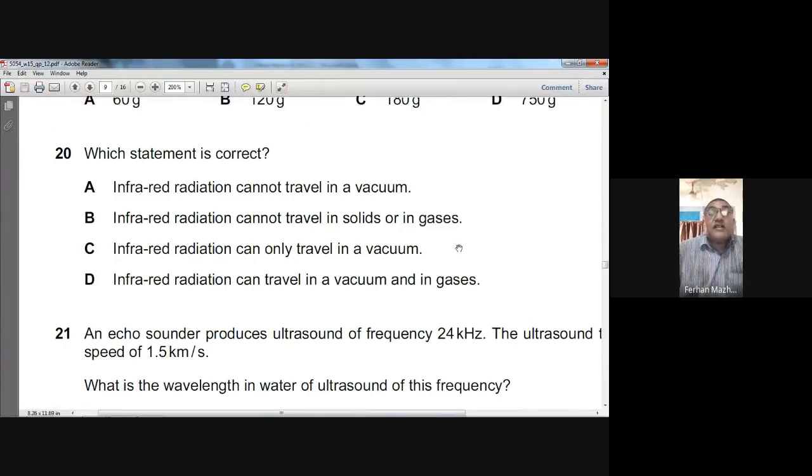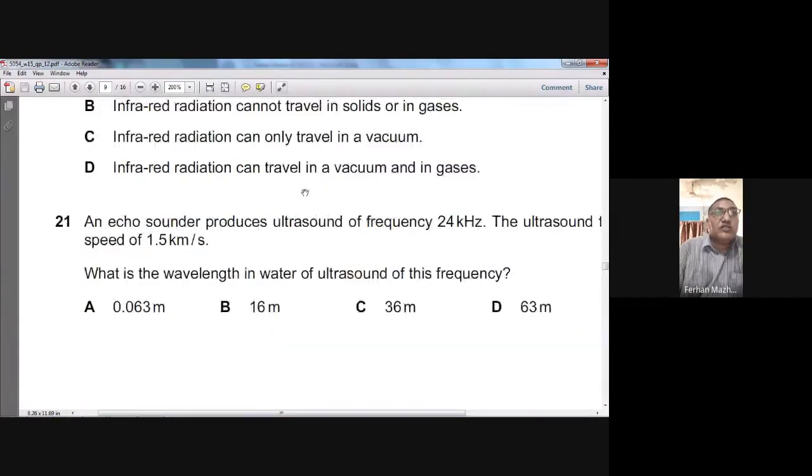That's wrong. Infrared radiation cannot travel in solids or in gases. It's also wrong. Infrared radiation can only travel in a vacuum. That is also wrong. It can travel in vacuum, but it is not only in a vacuum. Infrared radiation can travel in a vacuum and in gases. That is the right answer, the best possible answer. D is the option. For question number 20, D is the option.